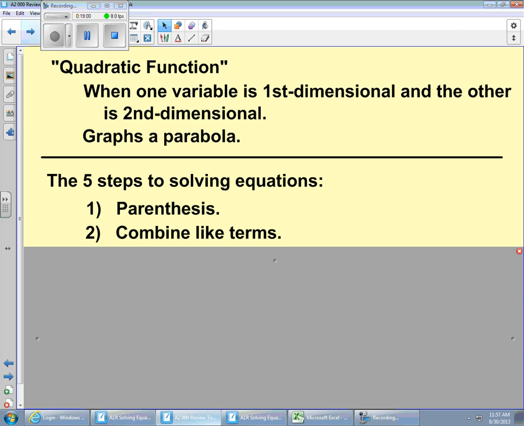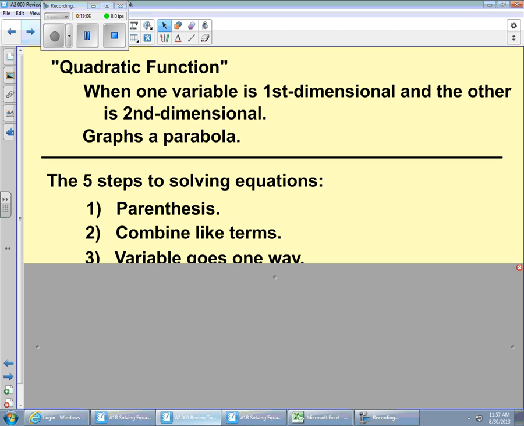Step 2, combine like terms. Okay, combine like terms. That is step 2. Step 3 is that the variable goes one way, meaning if we have variables on two sides of the equation, we don't want them on both sides, we just want them on one side, so we're going to send the variables one way or the other.